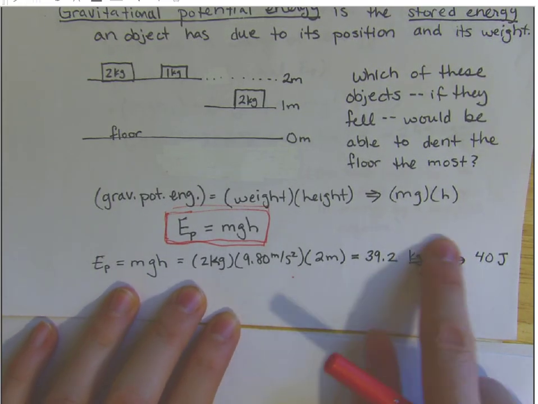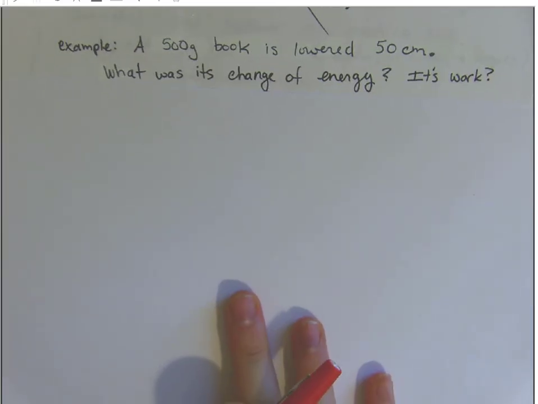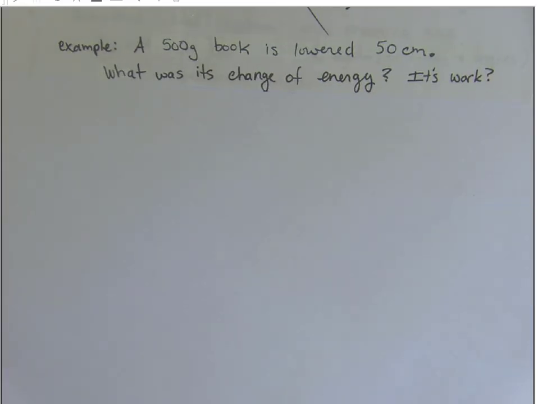But this is also equal to a joule. So instead of saying all that, I could just say joules. Let's do an example where we tie the idea of gravitational potential energy to work.